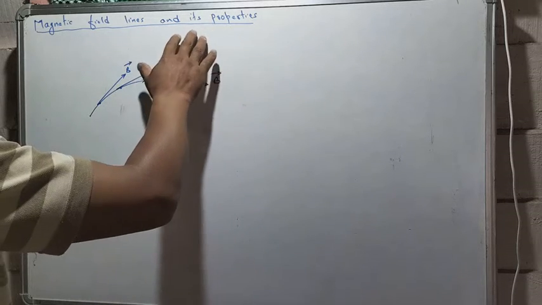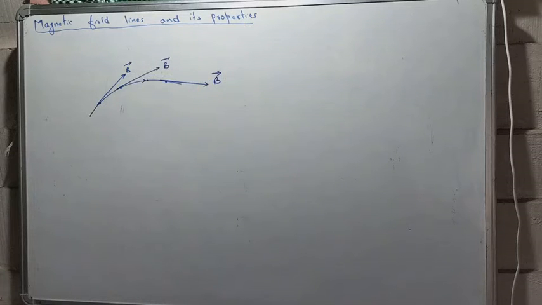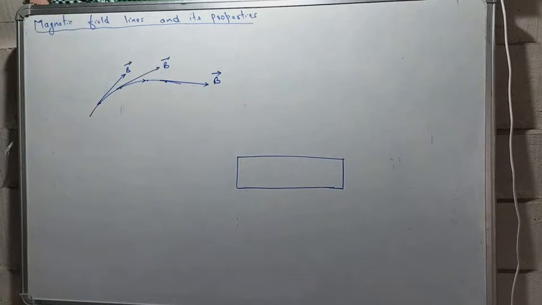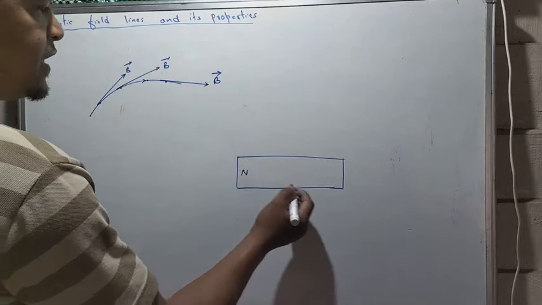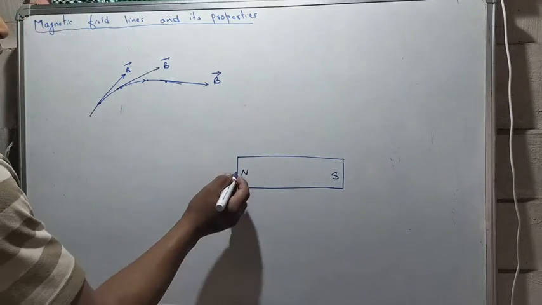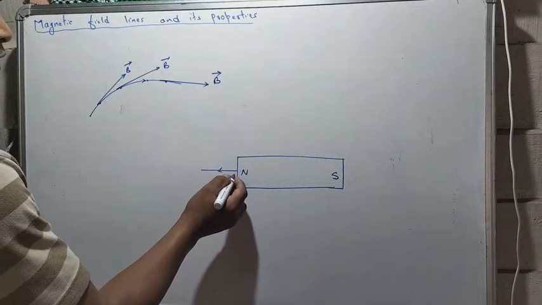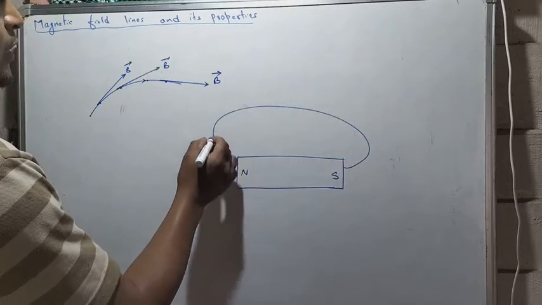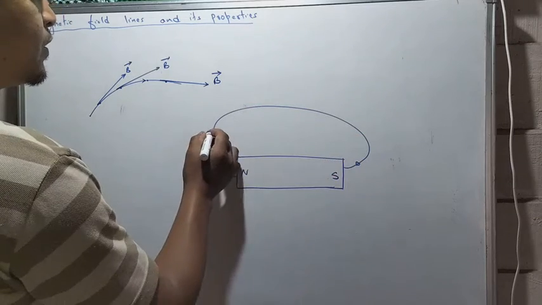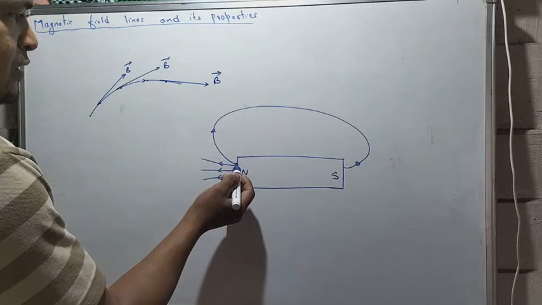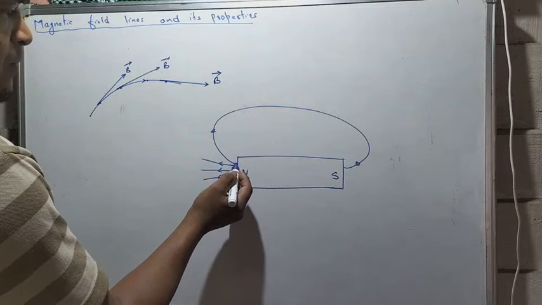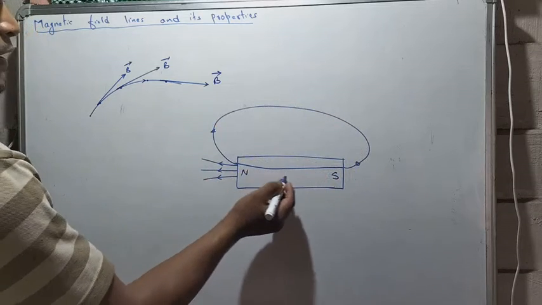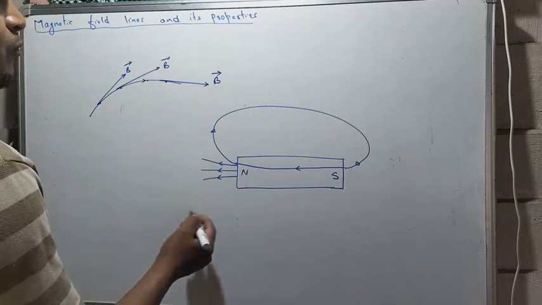Now, what are the properties of these magnetic field lines? Suppose this is a bar magnet in which this end is a north pole and this is a south pole. Then these magnetic field lines always start from the north pole and enter the south pole. This is taking place outside the magnet. So outside the magnet, the line goes from north pole to south pole, and inside the magnet, the line moves from south pole to north pole.